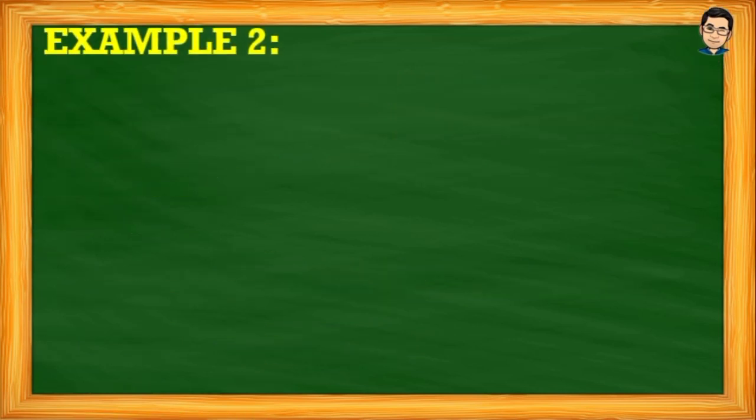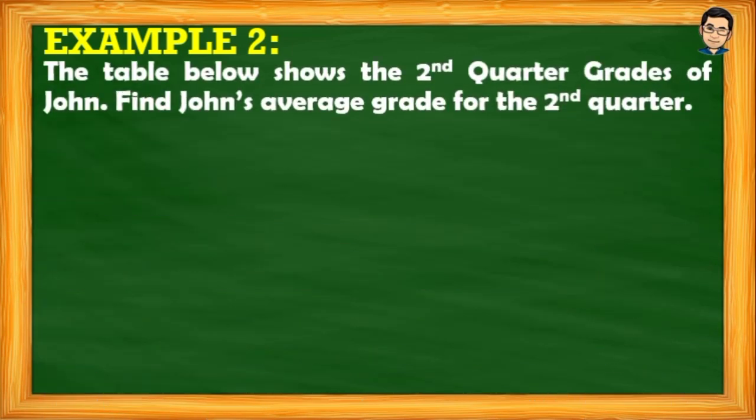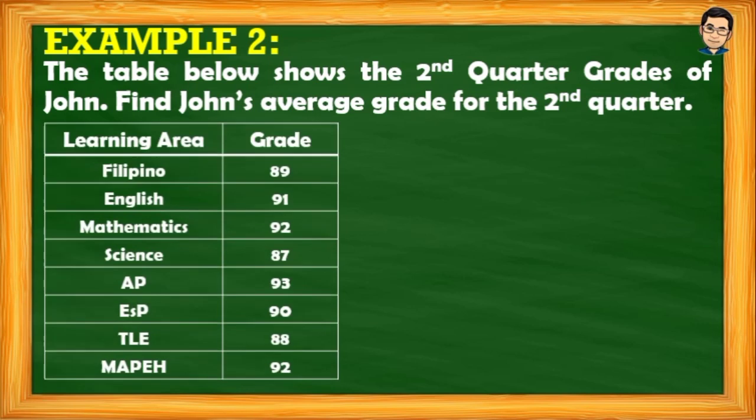So example number 2. The table below shows the second quarter grades of John. Find John's average grade for the second quarter. So dito, makikita natin yung grades ni John for the second quarter. Ito sila. Learning area, on the first column, yung mga learning area: Filipino, English, Math, Science, AP, ESP, TLE, MAPE. As you can see, yung number of subjects natin is 8. Therefore, N is equal to 8. And then yung mga grade, ayan, nasa second column.